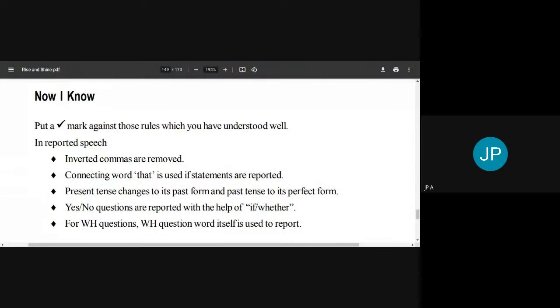Yes or no questions are reported with the help of either if or whether. You can use either if or whether. But for WH questions, there will be no change. They will remain the same. There are no changes that we do with the WH questions.